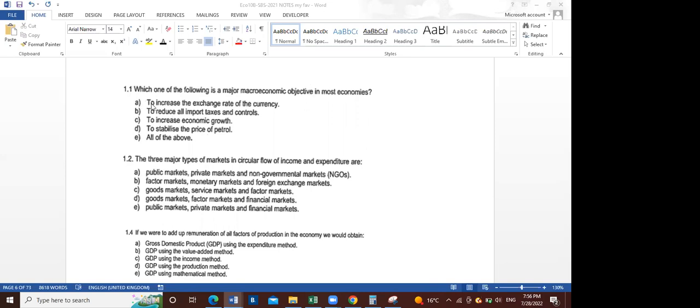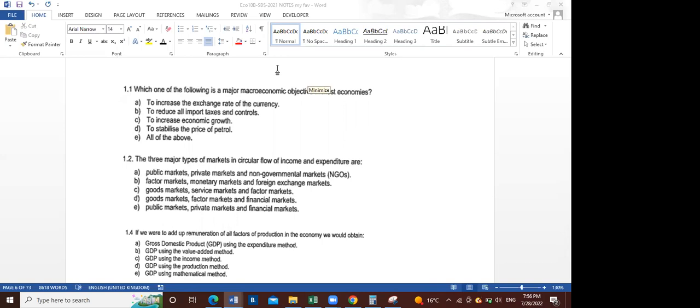Which of the following is a major macroeconomic objective in most economies? A, to increase the exchange rate of the currency. B, to reduce import taxes and controls. C, to increase economic growth. D, to stabilize the price of petrol. E, all of the above. To increase economic growth. All right. Thank you very much.